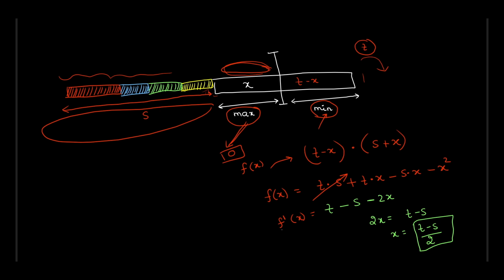And even if you did not differentiate, you can clearly draw the graph of a quadratic equation with a negative leading coefficient. So it would look something like this, I believe. Yeah, it should look something like this. So you can see that this is the maximum point, and the values will start rapidly decreasing. So if this is t minus s by 2, and if t minus s by 2 is not coming out to be an integer, then look to the left or look to the right, and then you can get the maximum value, right?